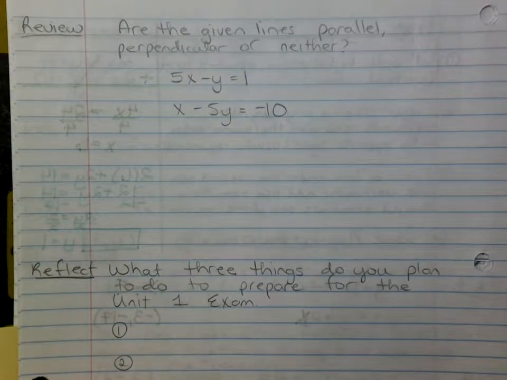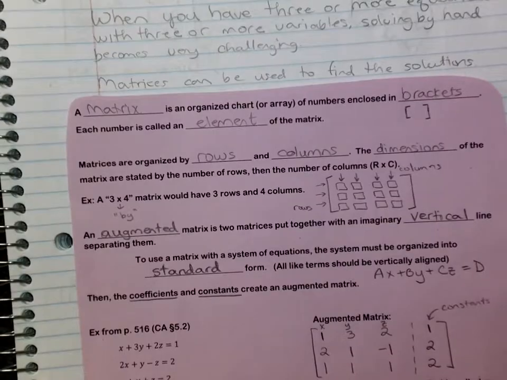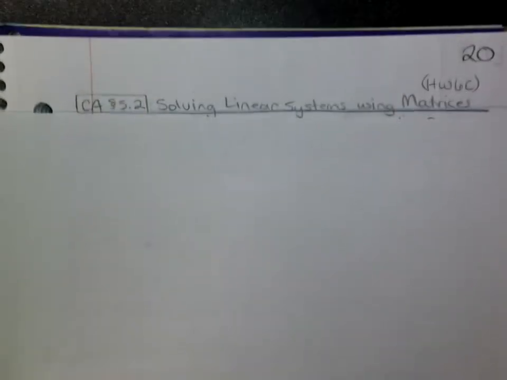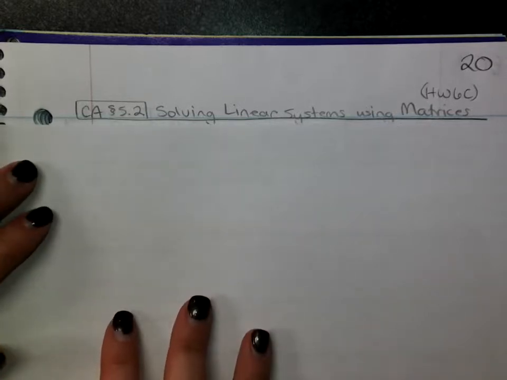Alright, so the last topic is something new, but it's very simple. It seems kind of weird, but it's a very simple technique. And it is called solving linear systems using matrices. And this is what homework 6C is about. This is page 20 in your notes. It's college algebra section 5.2. It's something that you only learn in college algebra, and you might see it again later in a different math class, but really it's just kind of a unique topic to college algebra.